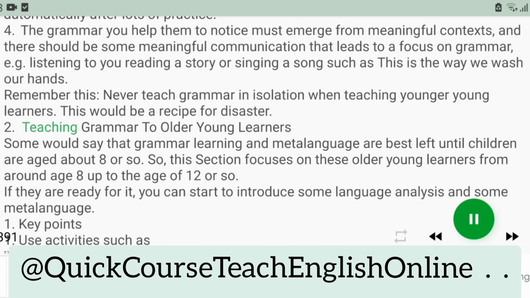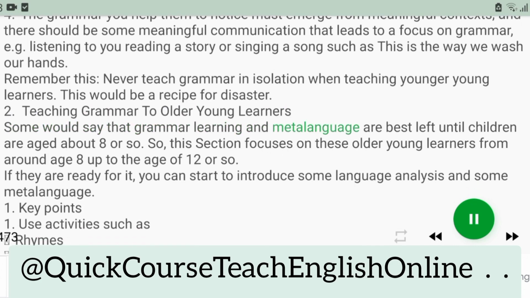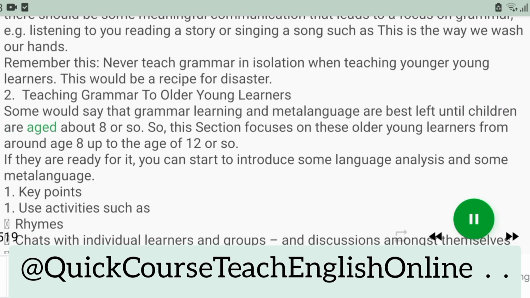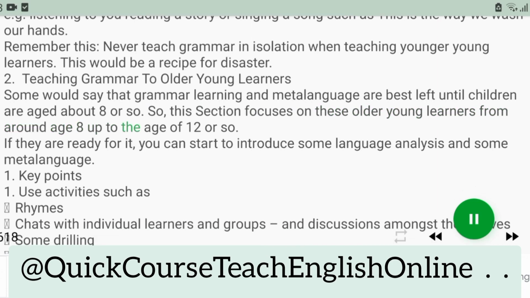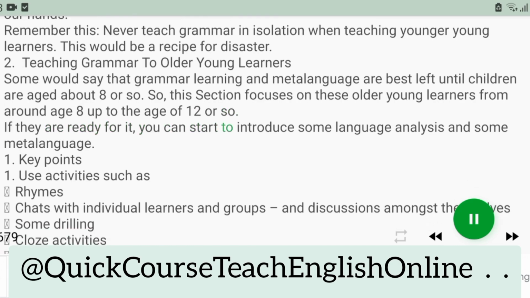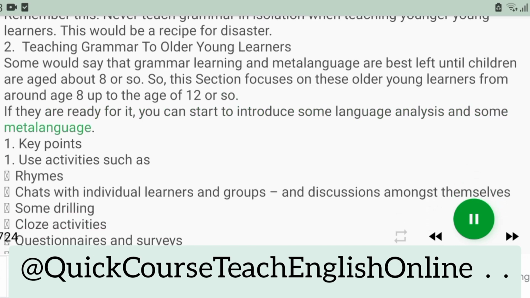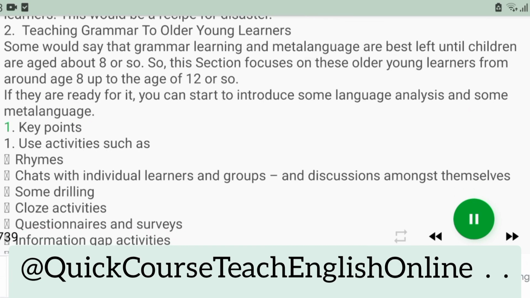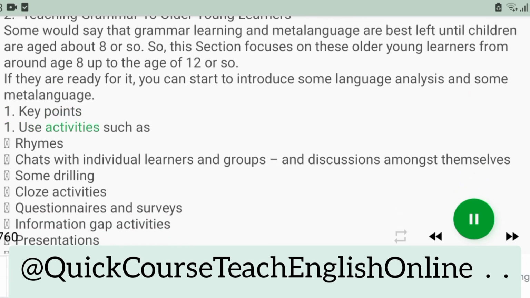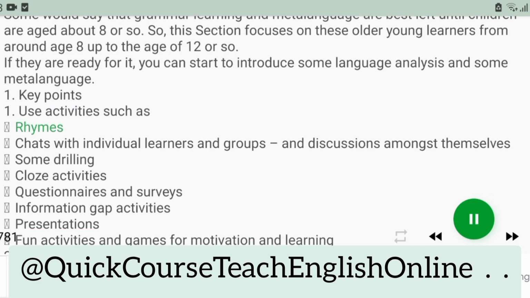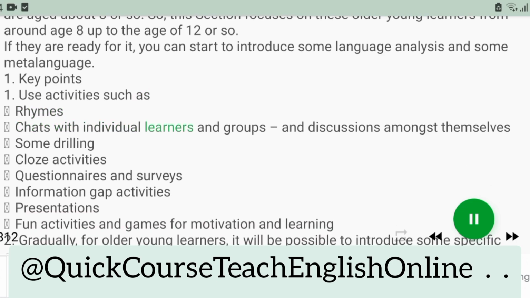2. Teaching grammar to older young learners. Some would say that grammar learning and metalanguage are best left until children are aged about 8 or so. So, this section focuses on these older young learners from around age 8 up to the age of 12 or so. If they are ready for it, you can start to introduce some language analysis and some metalanguage. Key points. 1. Use activities such as rhymes, chats with individual learners and groups, and discussions amongst themselves.